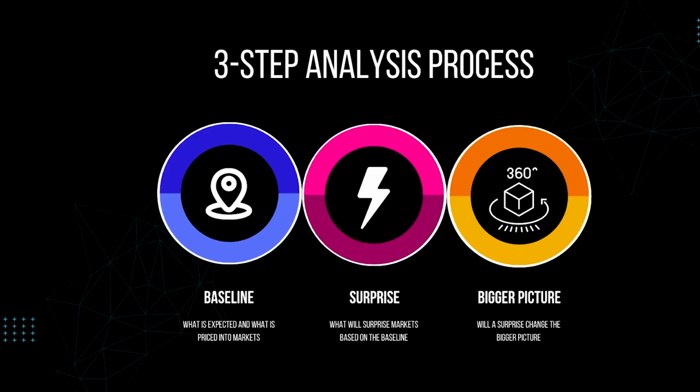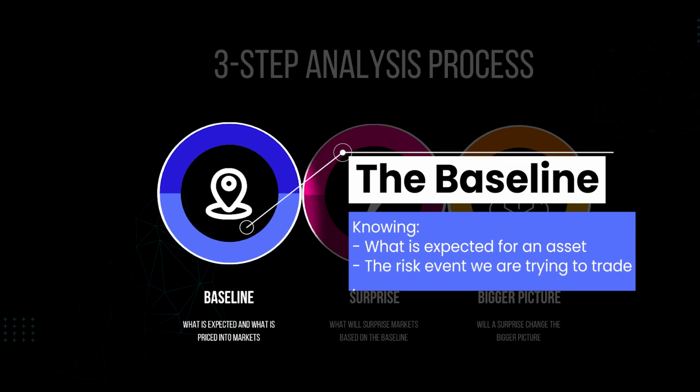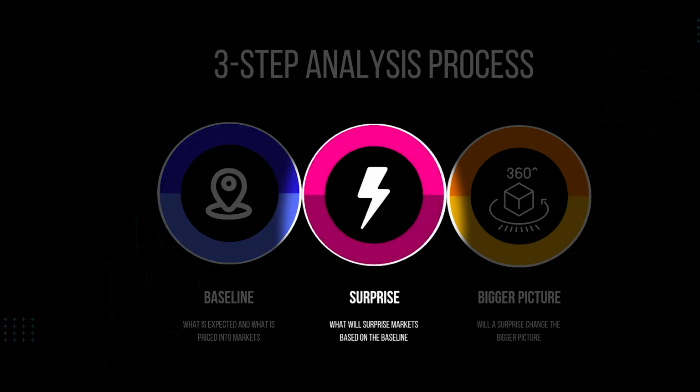The first step in the process is the baseline. In a nutshell, we need to know what is expected for an asset and the risk event that we are trying to trade. Whether it's for an economic data point or a central bank event really doesn't matter. The first step is figuring out what the expectations are and what is priced in for that event before it happens.